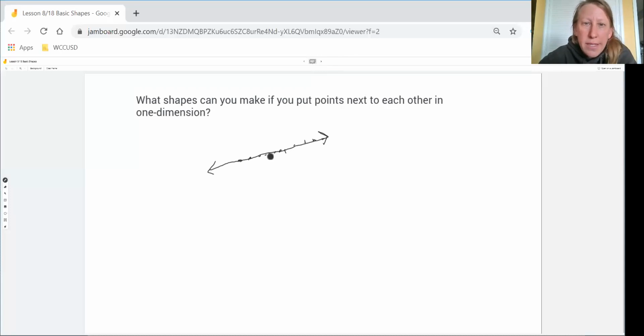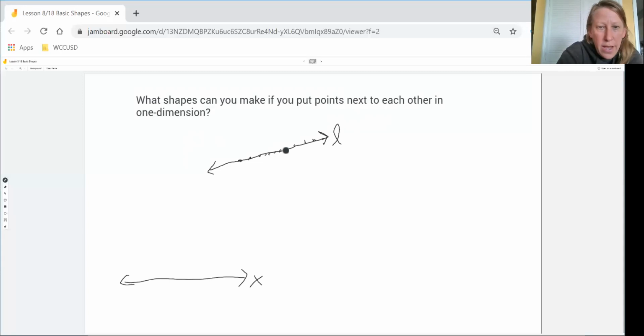So lines have one dimension. They don't have a thickness, they just have a length. We cannot measure them because they're infinitely long, but they do have a length. This could be line L. We've seen that before from algebra class. When we draw this line, we usually call it line X. When we draw this line, we usually call it line Y. Seen that before.